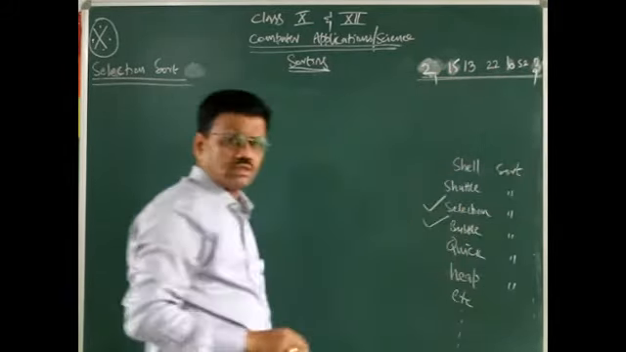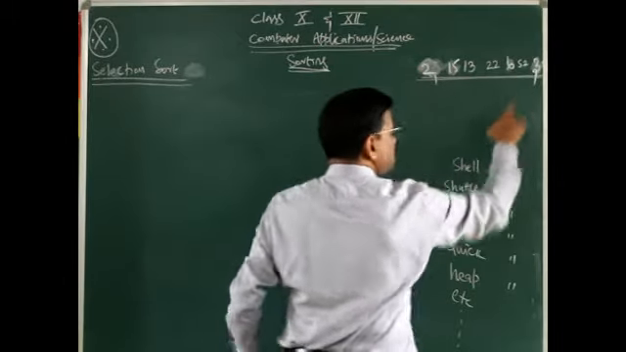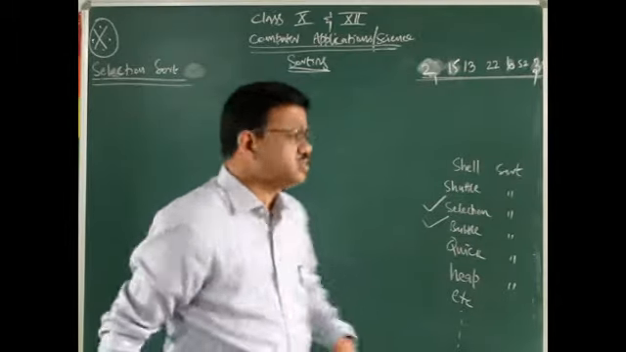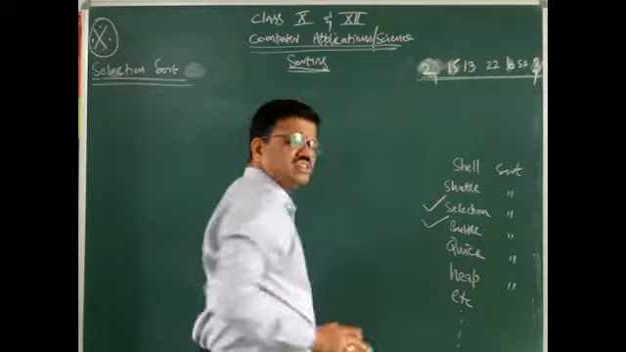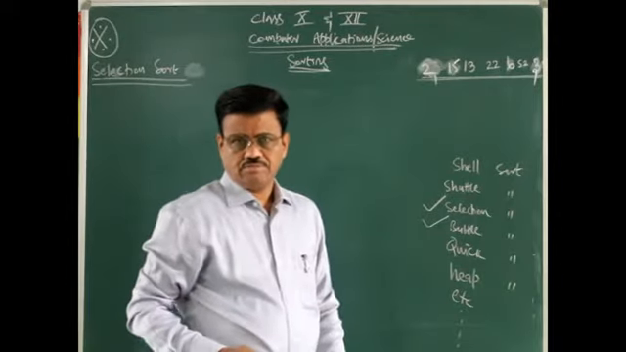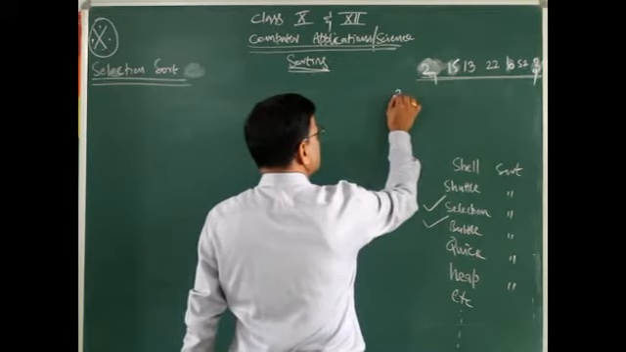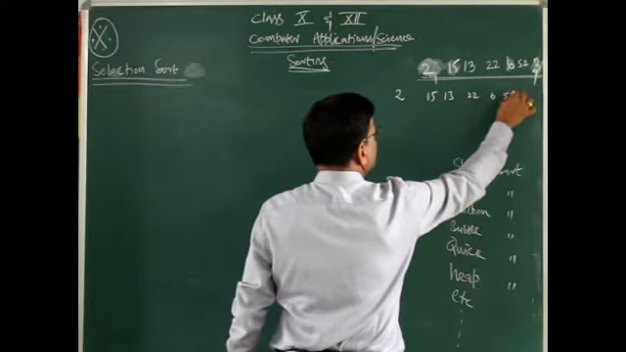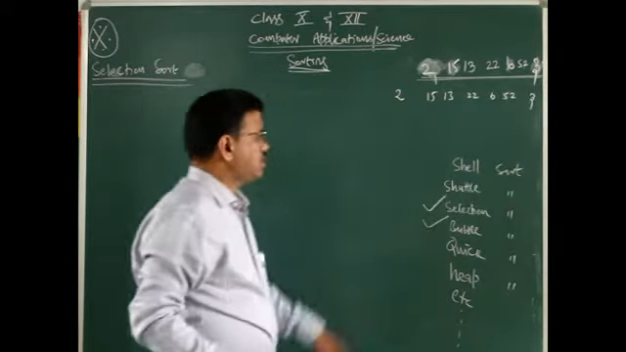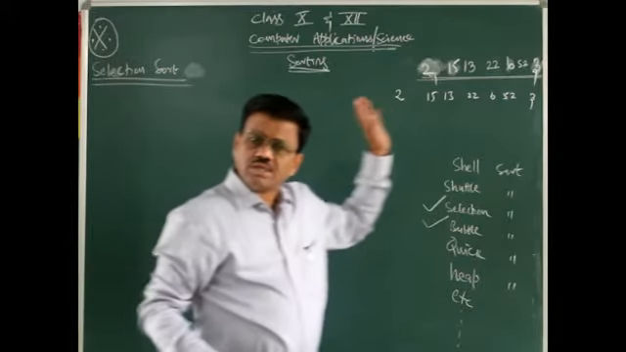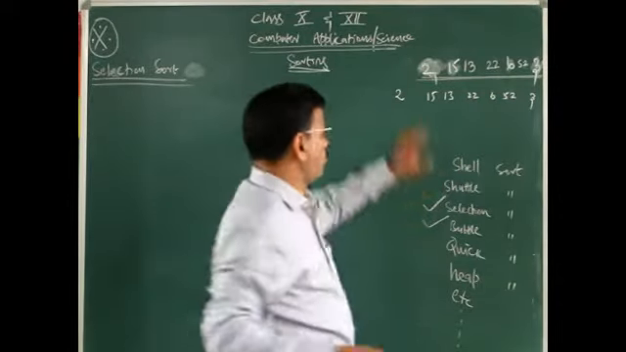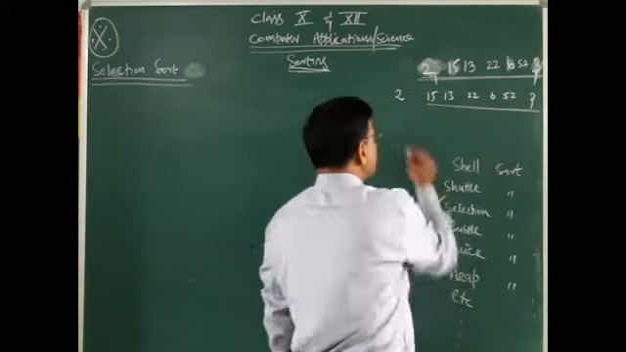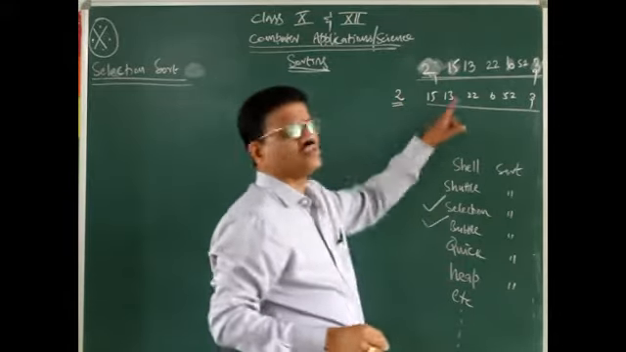I repeat again, boys and girls. Among all 7 elements, it came back 6 times. The least value is 2. It has brought it right to the front. This will be in your book, they are shown like this: 15, 13, 22, 6, 52, and 3. I am keeping 2 aside, because among the 7 elements you compare 6 times, find the least and keep it aside. 6 elements are left. This is the sorted part, this is the unsorted part.